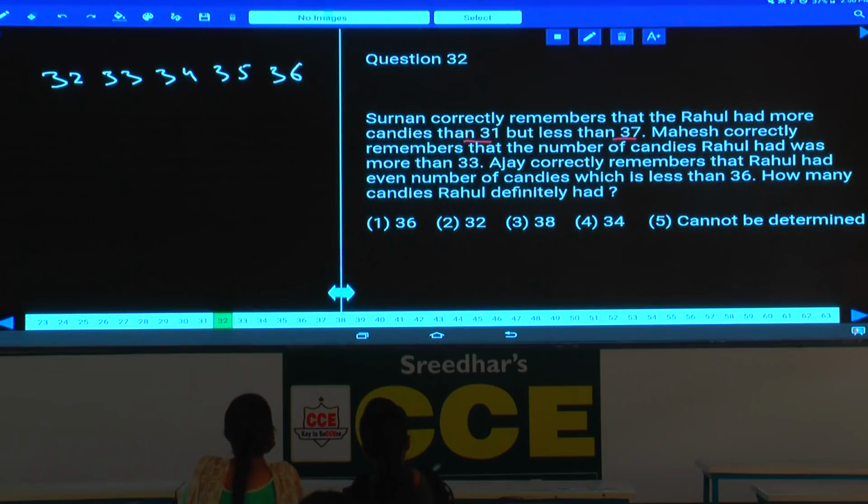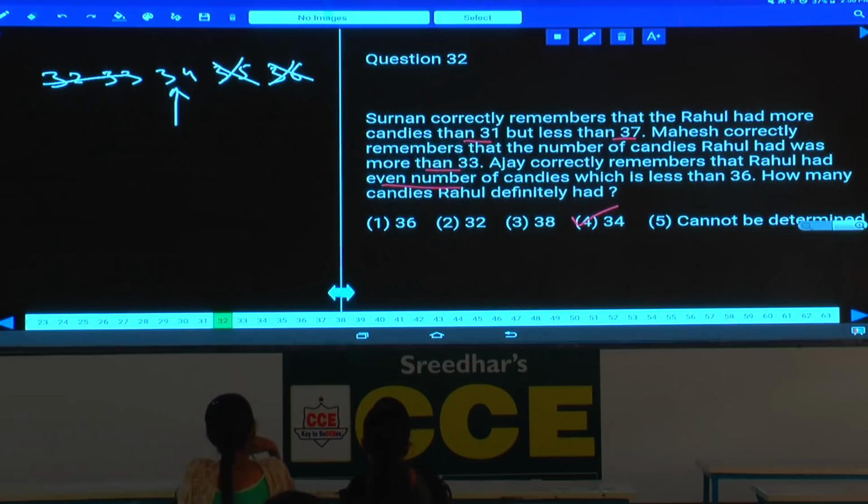Mahesh correctly remembered that the number of candies Rahul had was more than 33. More than 33, and these two were ruled out. Now we are left with 34, 35, 36. Ajay correctly remembers that Rahul had an even number of candies. Even number of candies, 35 is ruled out. Then which is less than 36, 36 is also ruled out. Finally, what is left over here? This person is having 34 candies, that is choice 4. Question number 32, choice 4.